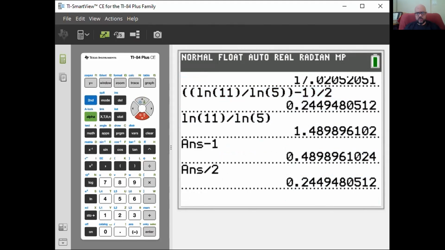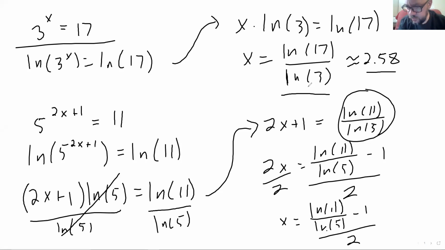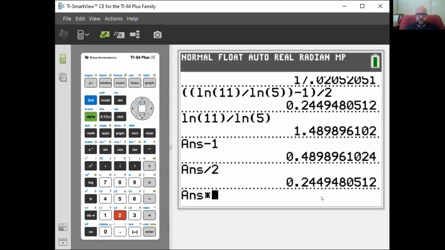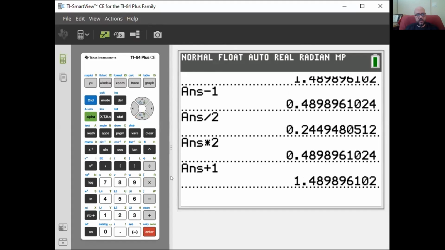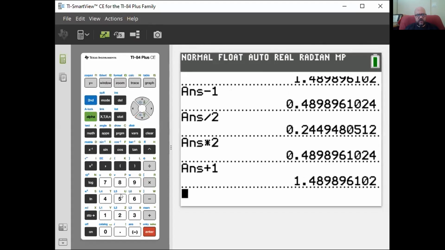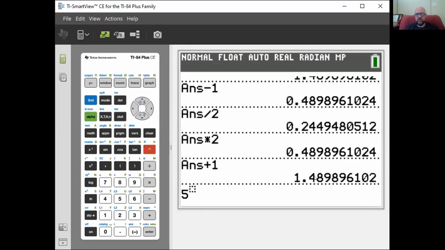Let's go look at it. So about equal to 0.245. Now, if you want to check this, what you would do is take 0.245 and put it into here, right? Multiply it by 2, add 1, raise 5 to that power. So I'm going to do that. So take that, I'm going to multiply by 2, add 1, and do 5 to that power. Now, here's the thing you can do. I don't have to write this as 1.48989. I can do 5 to the power of, and then answer, whatever this is.